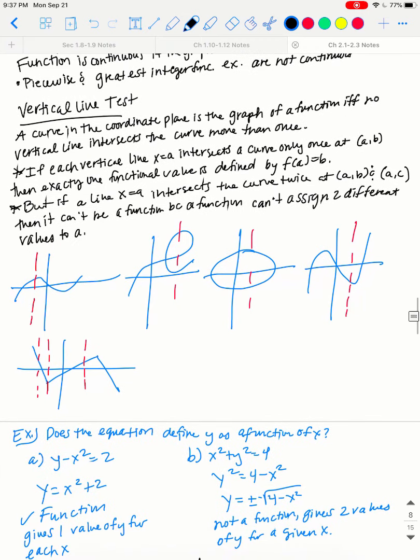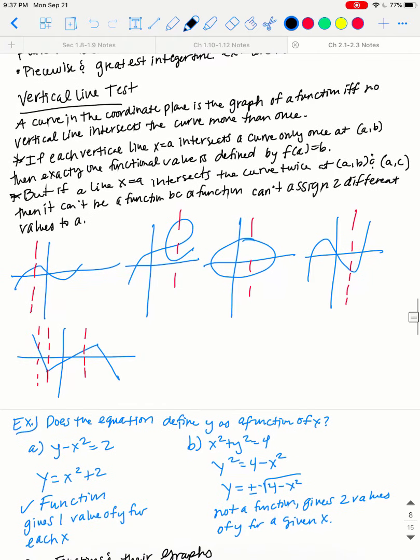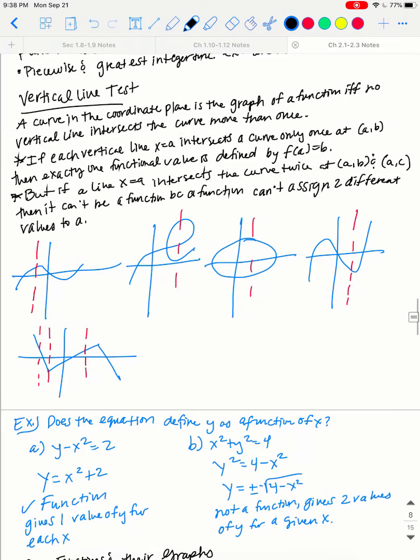So our vertical line test. A curve in the coordinate plane is the graph of a function if and only if no vertical line intersects the curve more than once. So if each vertical line x equals a intersects a curve only once at (a, b), then exactly one functional value is defined by f of a, and that's b. But if a line x equals a intersects a curve twice, say at (a, b) and (a, c), then it can't be a function because a function can't assign two different values to a.